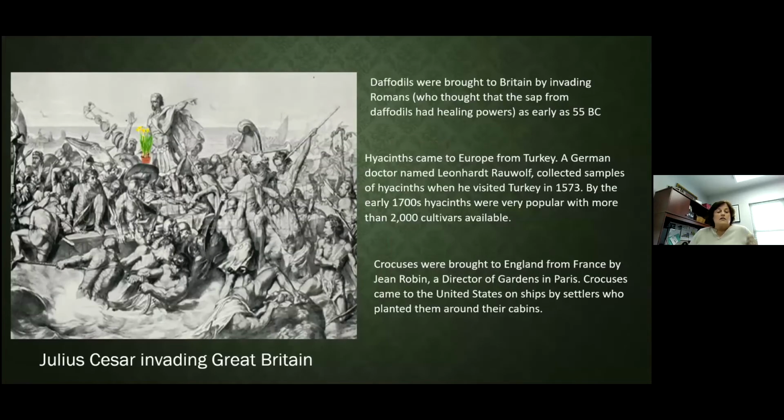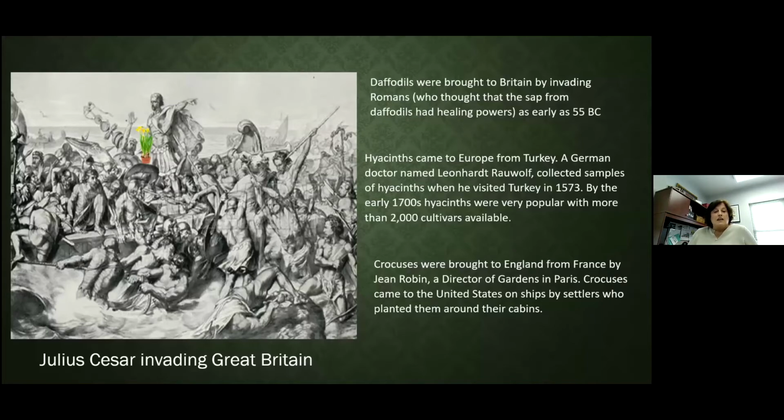Also, Julius Caesar, when he was invading Great Britain, which was probably as early as 55 BC, the Roman soldiers actually brought daffodil bulbs with them. If you are familiar with daffodils, when you break the stem, there's like a little gel in there. They thought that was a good thing to apply to any kind of skin problems, or that the sap actually had healing powers for other problems, maybe if you were hurt in battle or something. But actually it's been found that the gel in a daffodil can be an irritant to your skin. So I wouldn't recommend putting it on your face or your hands.